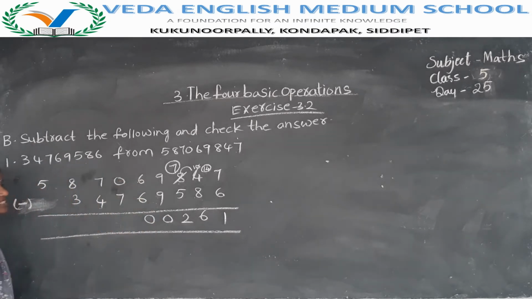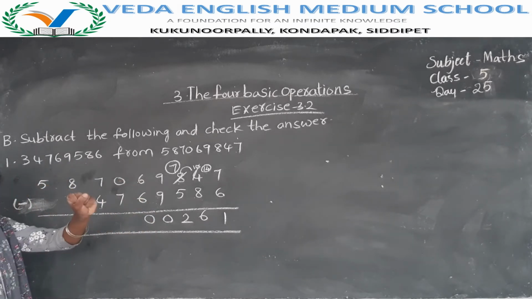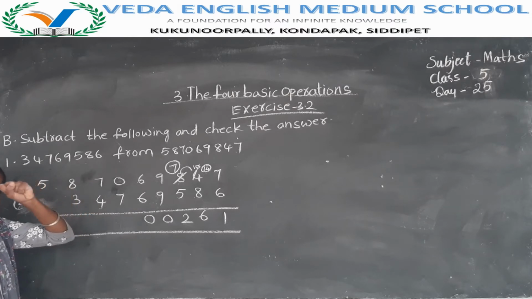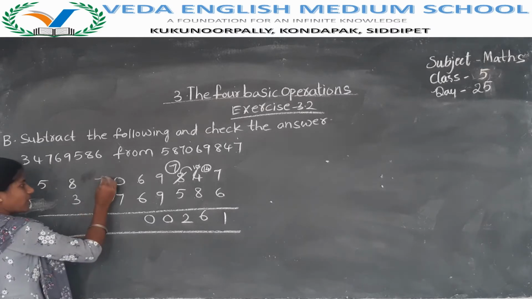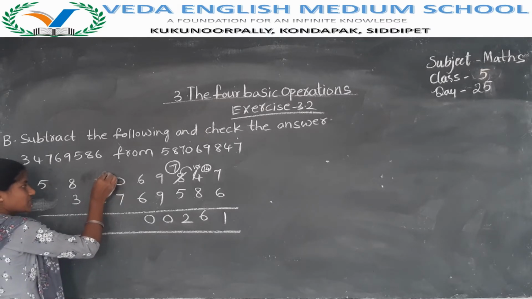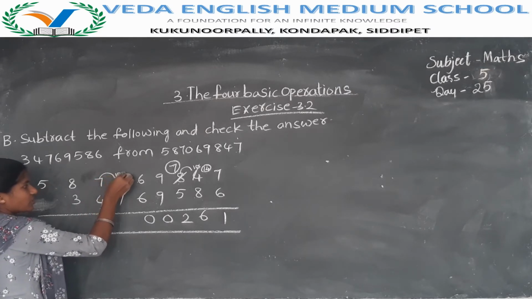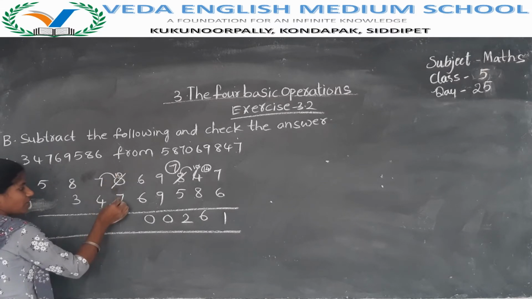0 minus 7 is not possible. Now this is the 0. From this 0, how to subtract 7? It is not possible. If it is like that, then what do you have to do? You have to take borrow from the next number. The next number is 7, so you have to take borrow from 7. So it is 10. From this 10, you have to subtract 7.